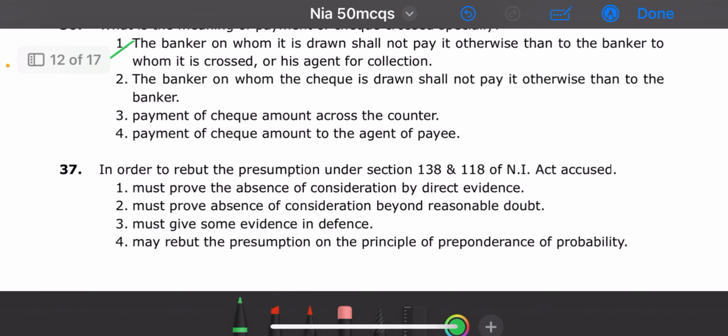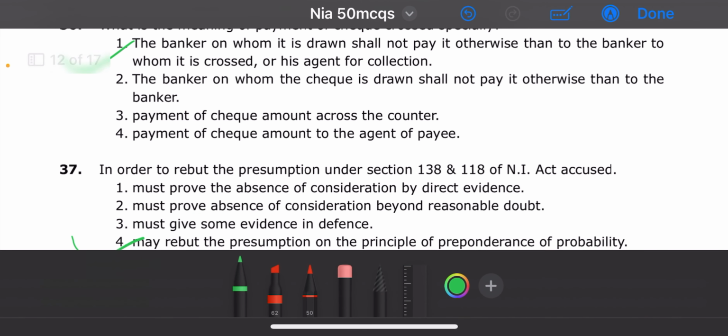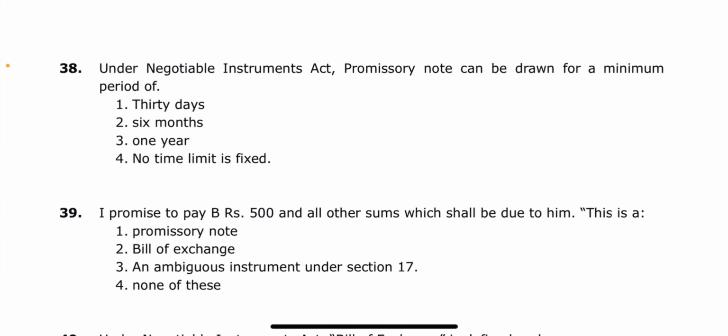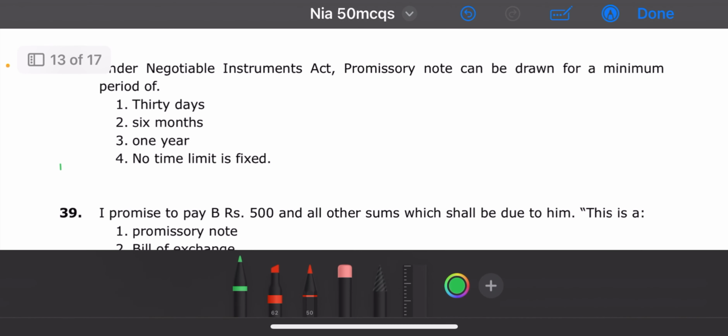Correct answer is fourth, may rebut the presumption on the principle of preponderance of probability. Next question, under Negotiable Instruments Act, promissory note can be drawn for a minimum period of, the options are 30 days, 6 months, 1 year, or no time limit is fixed. The correct answer is fourth, no time limit is fixed.